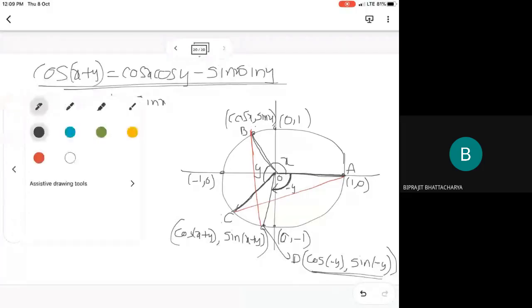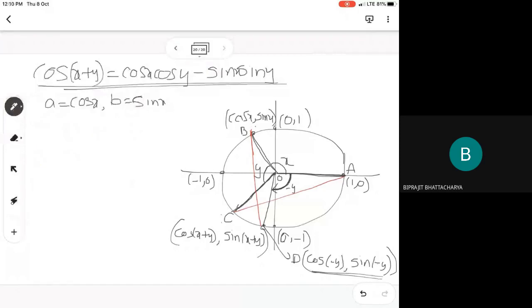So what are the two triangles? Triangle AOC and triangle BOD. These two triangles are congruent. Why? Because if you observe, angle AOC has the measure of y, and so does angle COD.